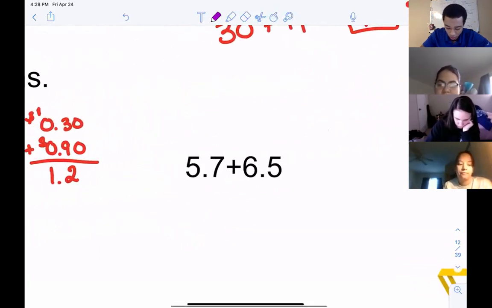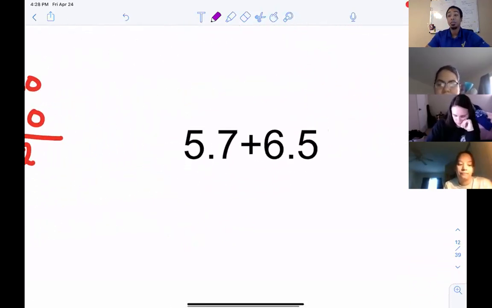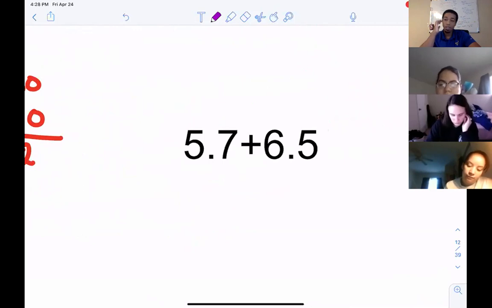All right, so one more here is 5.7 plus 6.5. I'm going to give us a little more time here. 20 seconds. Once you're ready, type your answer in, but don't hit enter. Just type it in and get ready. So 20 seconds, go. And try your best to do it mentally. And if you have time, confirm it on paper.